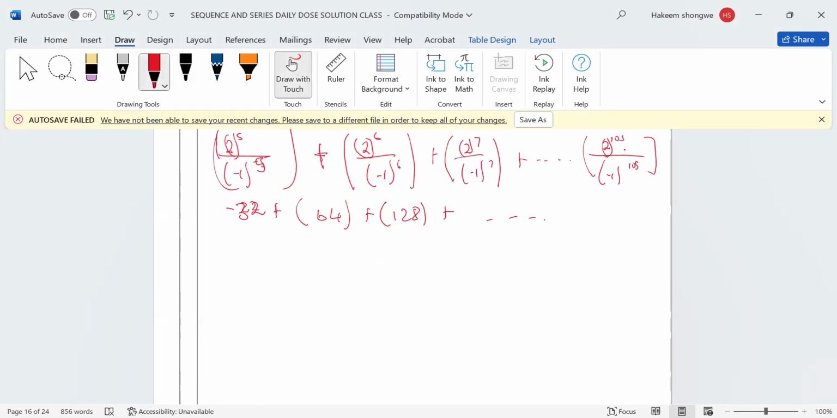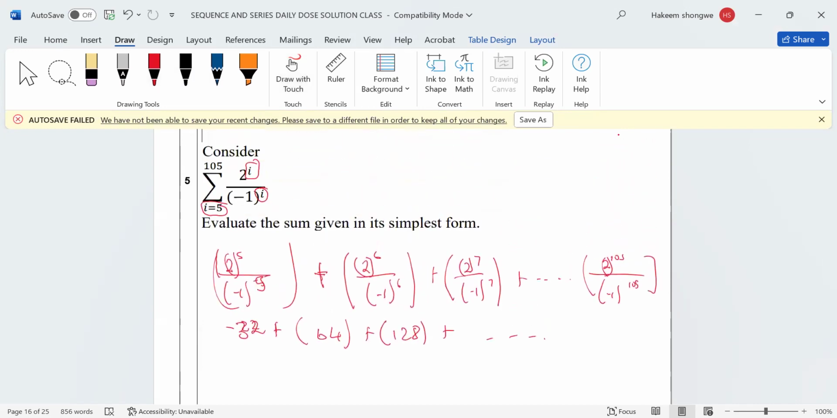Which one? 105, it's 2 to the power 105. This is the value that we substitute to get the last term. This one. It's minus 4, and then the big number. Here it's minus 128. Okay, it's complicated. Let's leave it.